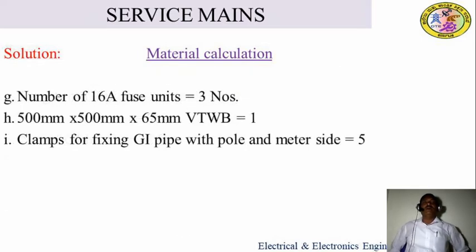Next, number of 15 amp fuse units, 3 numbers is required, one for each phase. Next, 500 by 500 by 65 mm varnish liquid board, 1 number should be required for keeping the energy meter. Then for fixing the GI pipes, pole side as well as meter wall side, 5 clamps should be required.